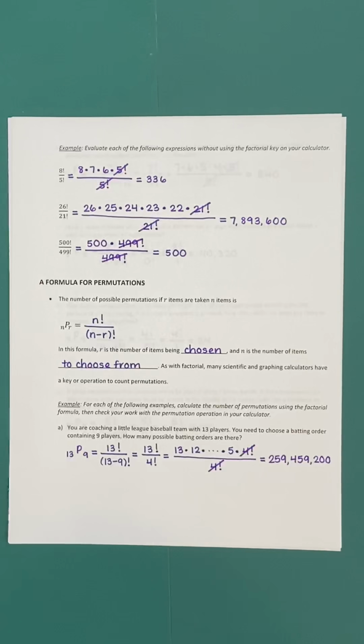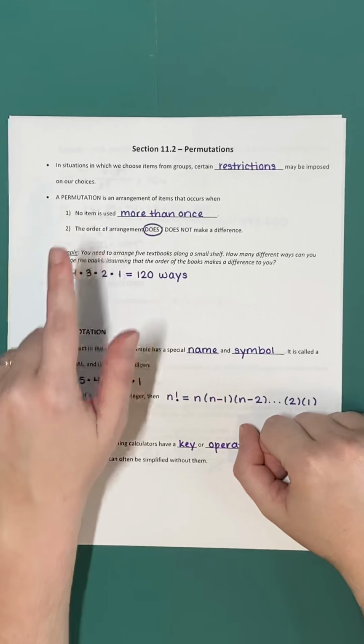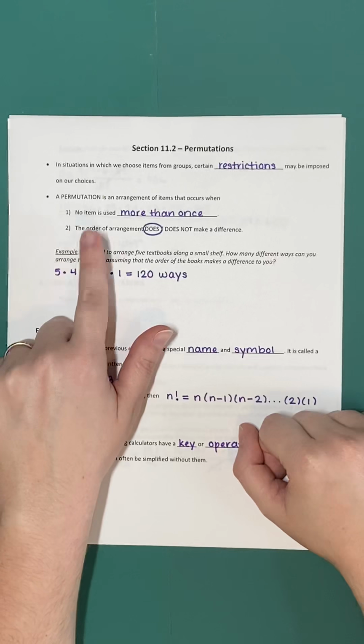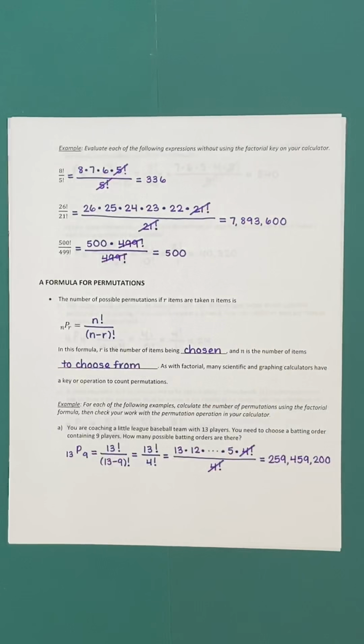Now, how do we know this is a permutation? Because remember, there's a couple different requirements for a permutation. One requirement is that no item is used more than once, and the other requirement is that the order does make a difference. Well, how do we know this is a permutation? Well, we know in something like a batting order, we can't choose more than once. In other words, when we put one kid in the order, we can't bat him first and bat him last. Unfortunately, it doesn't work that way.